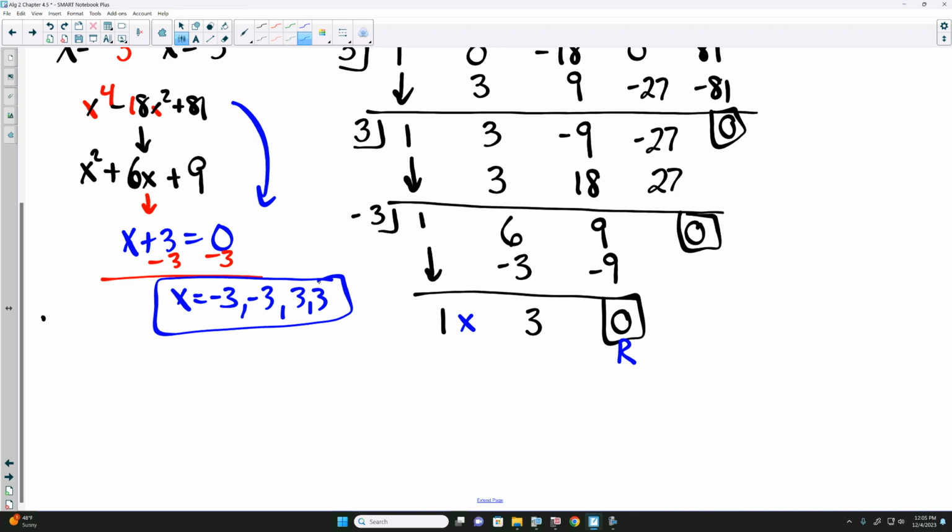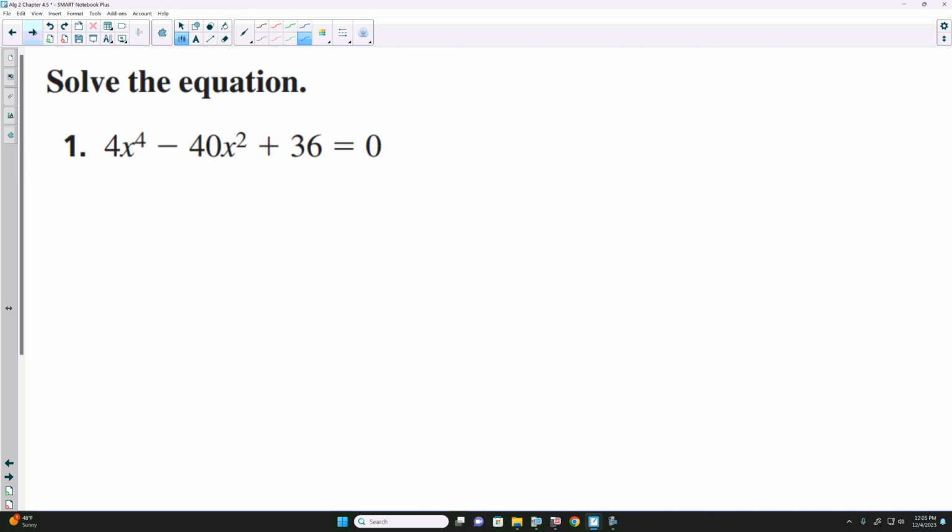Questions on this here? We do have time for one more. We won't be able to finish this note sheet today, but I do want to finish up on this one here.